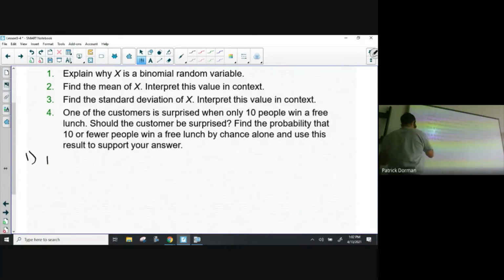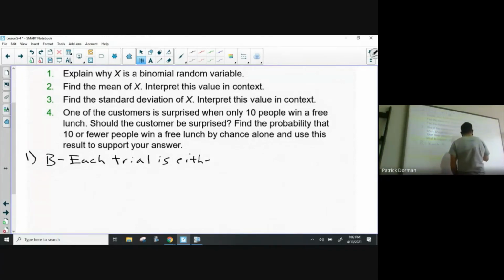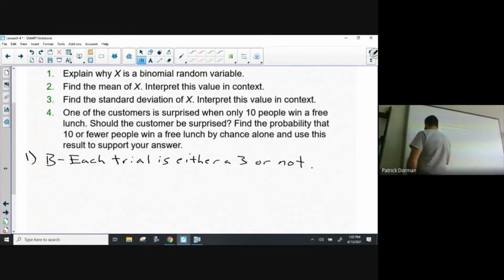Either you win or you don't, right? Each trial is either a 3 or not. So that's binary. One customer winning doesn't affect the probability of the other customer, right? So they are independent.